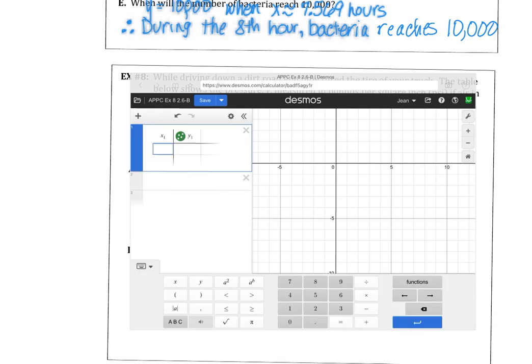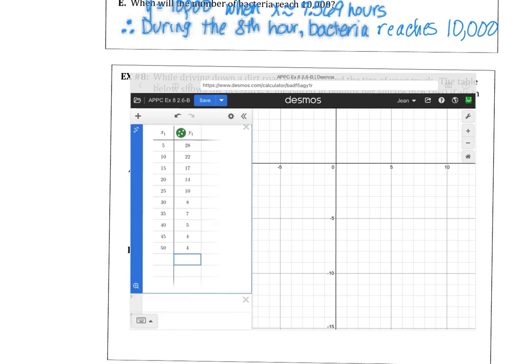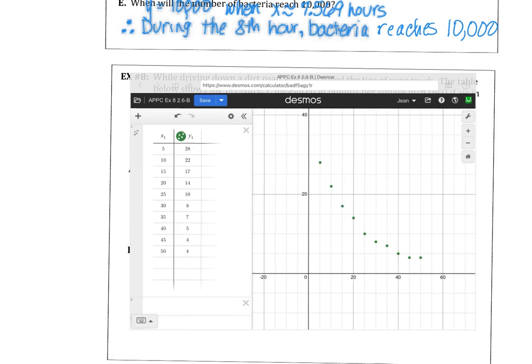So by typing the word table, x1 and y1 pops up, and our job is to fill the table with 5, 10, 15, 20, and so forth, all the way down, up to 50. So we got the entire table done.